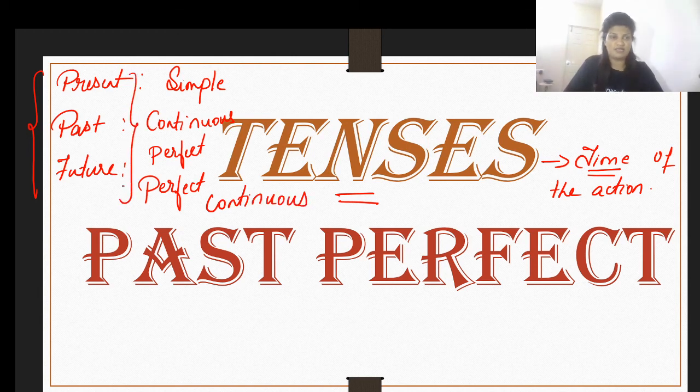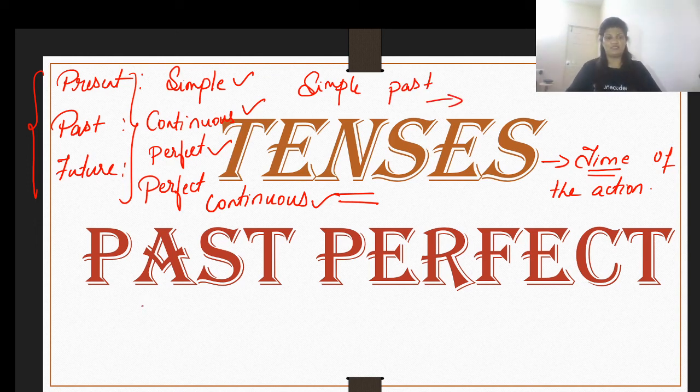These 3 timelines are further divided into these 4 more, as in present has simple present, present continuous, present perfect, and present perfect continuous. Similarly, past has simple past, past continuous, past perfect, and past perfect continuous. Similarly, the future also has simple future, future continuous, future perfect, and future perfect continuous. In the previous week, we learned about simple present, present continuous, present perfect, and present perfect continuous, and also simple past and past continuous as well.